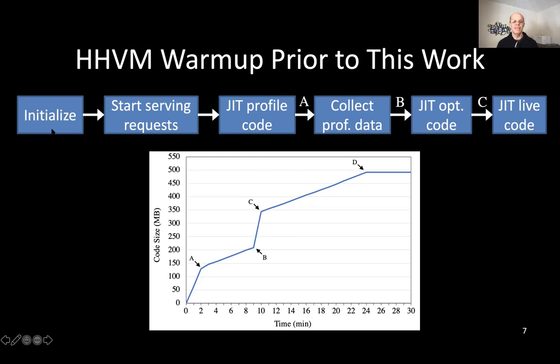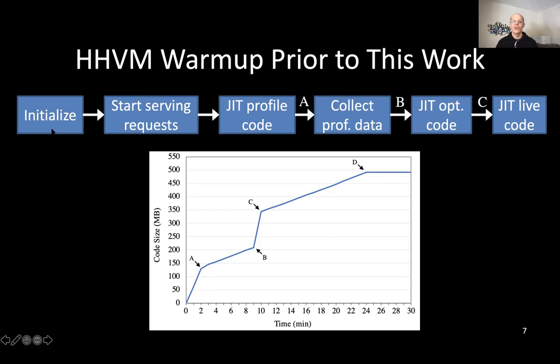This happens until point A here, when the JIT stops producing profiling code and then executes that for a few minutes to collect profile data, which ends at point B here in the chart. And based on that profile data, the JIT then produces optimized machine code, which it finishes around 10 minutes in, at point C in the chart.